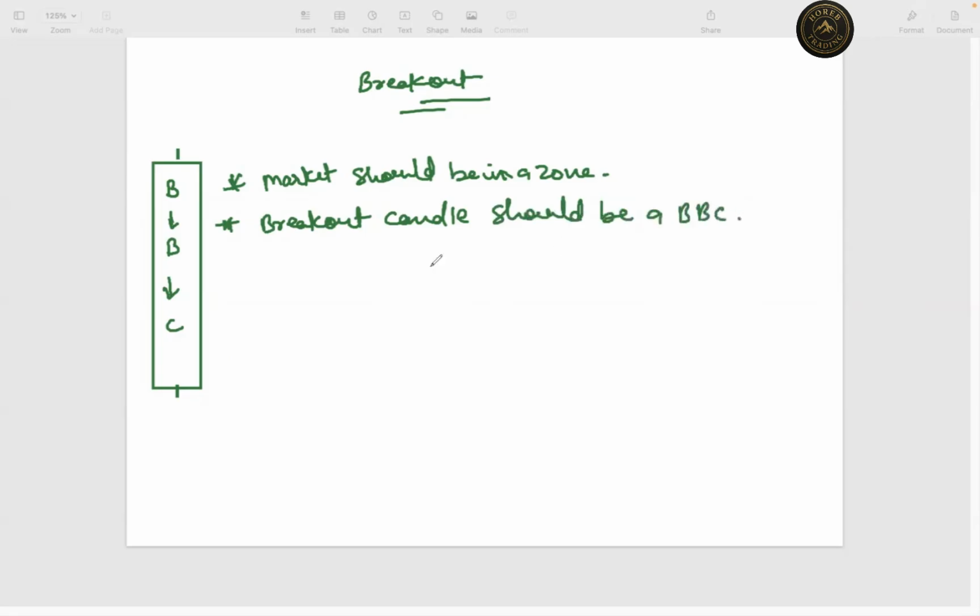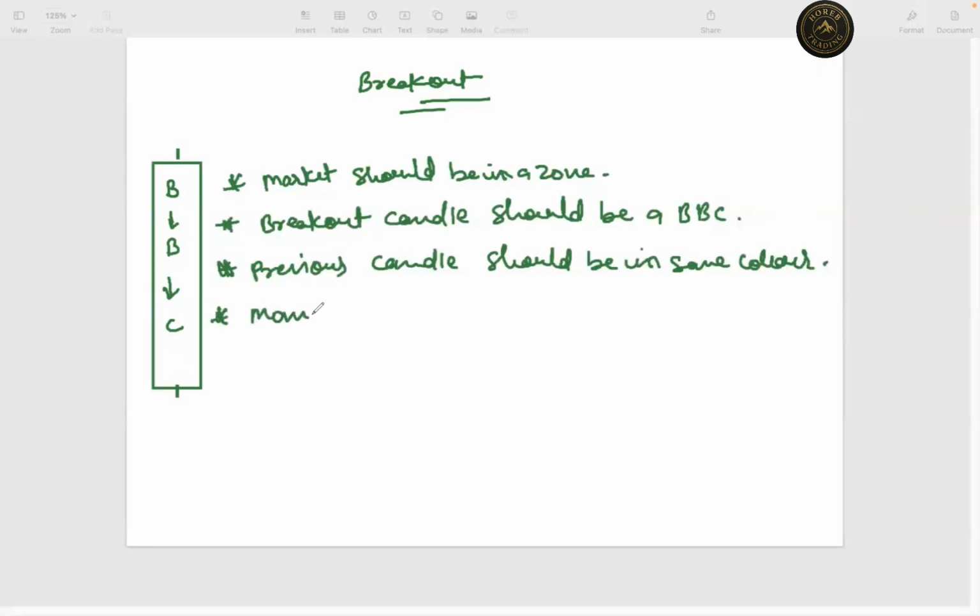The previous candle to the breakout candle should be the same color as the breakout candle. If the breakout is bullish, the previous candle should be a buy candle. And the momentum should be in the same direction as the breakout. Those are the conditions that we need.